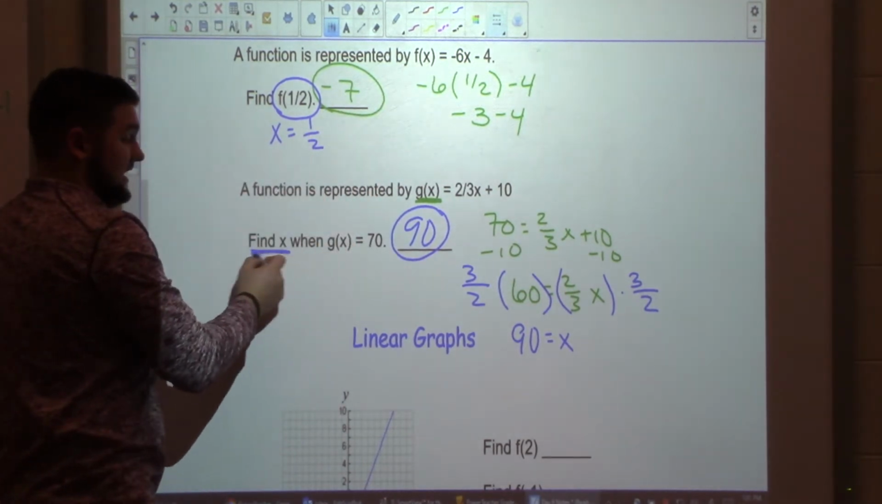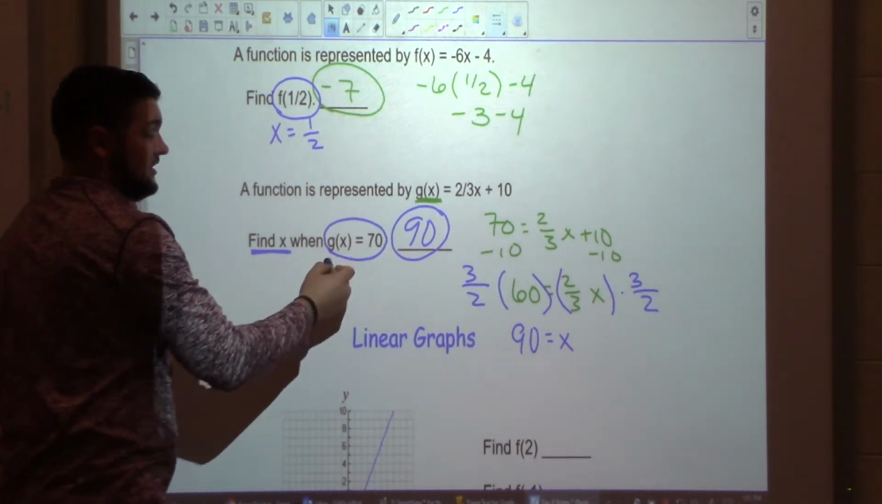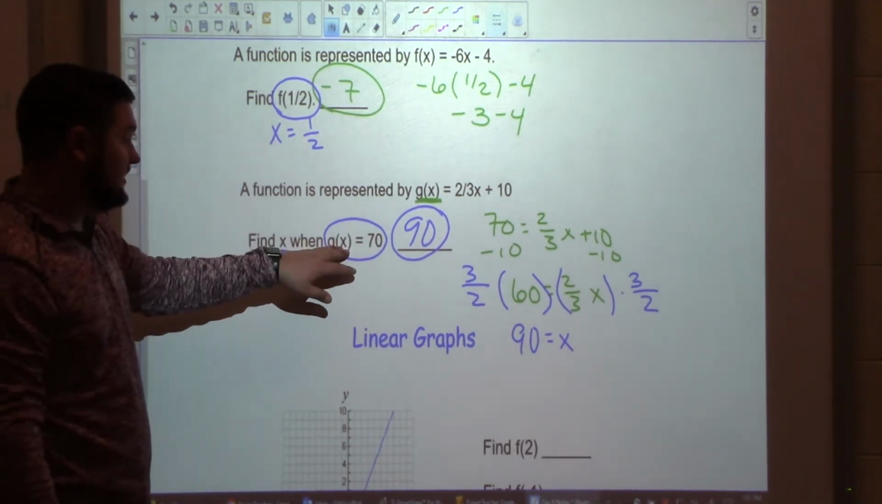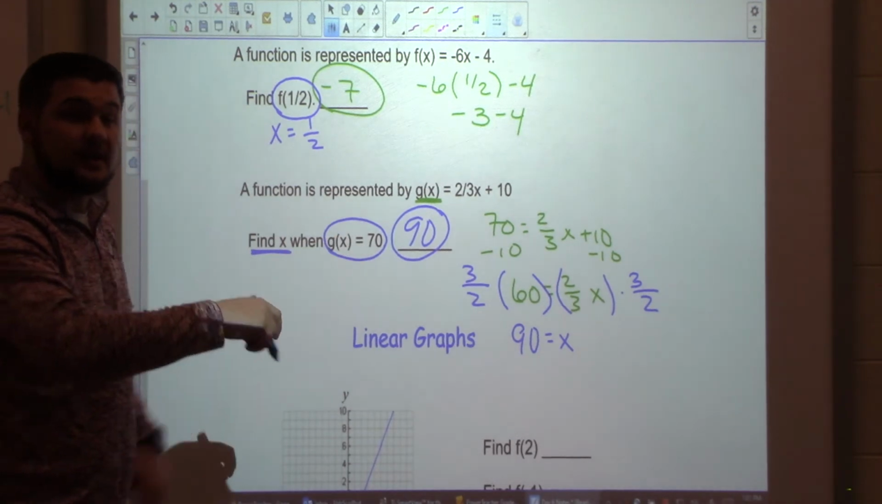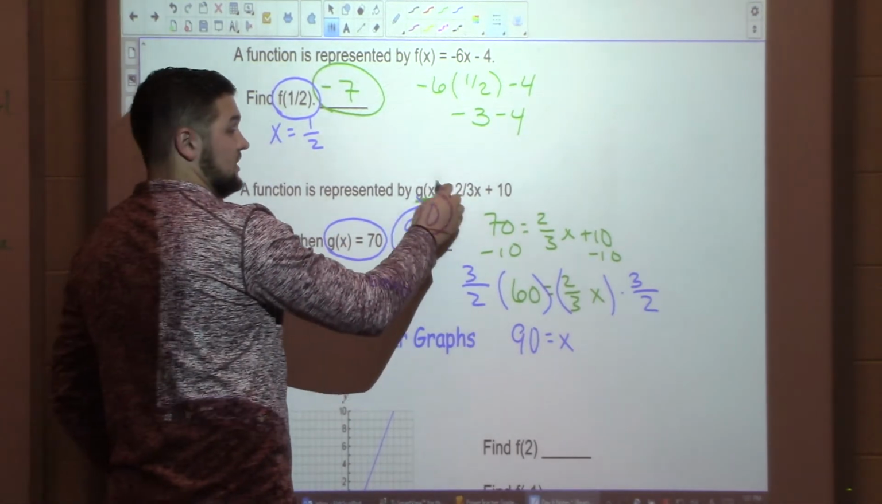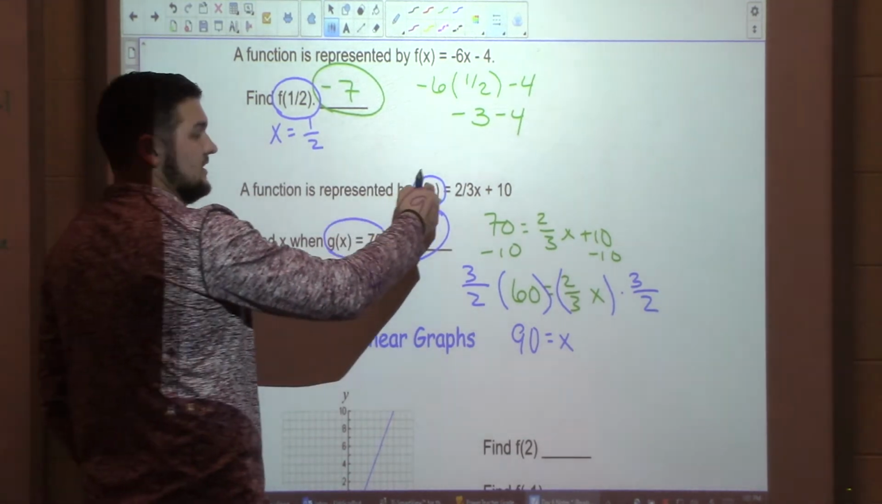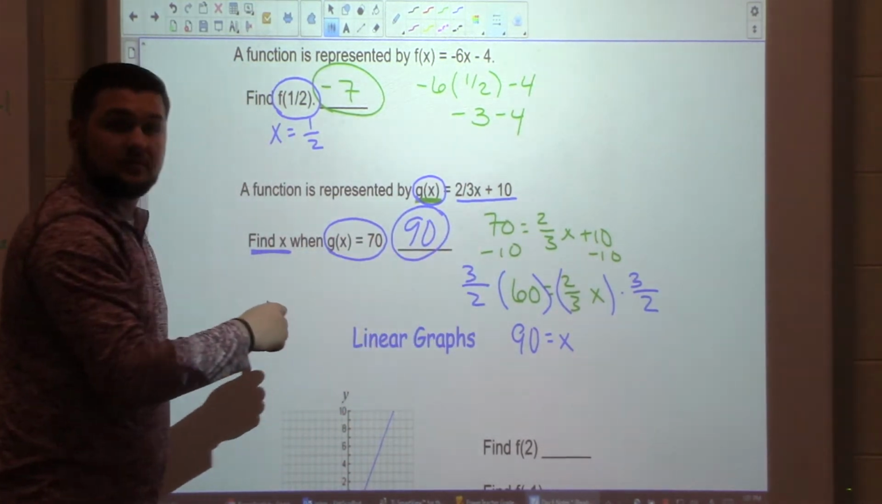Here I'm finding x when my function equals 70. So I'm not saying that it's g of 70, because then I would plug 70 in for x. I'm saying the whole function, the whole g of x, is equal to 70. So I'm setting 70 equal to what my function equals.